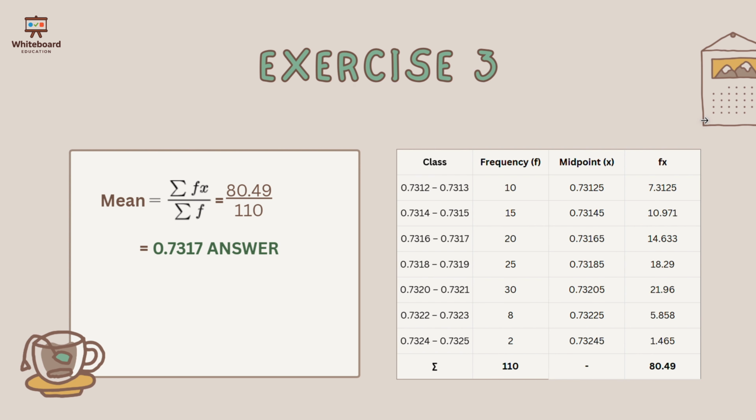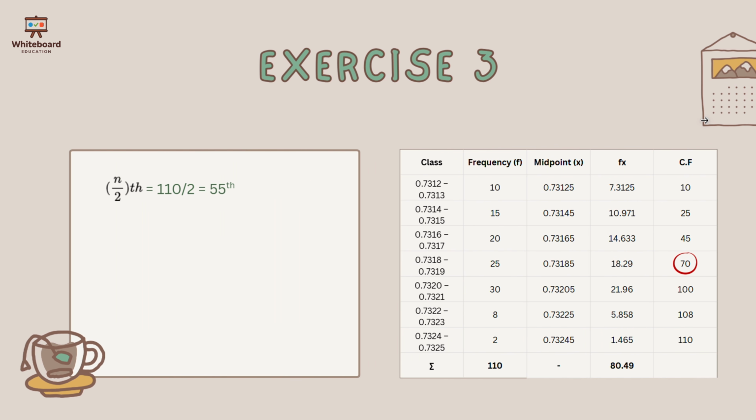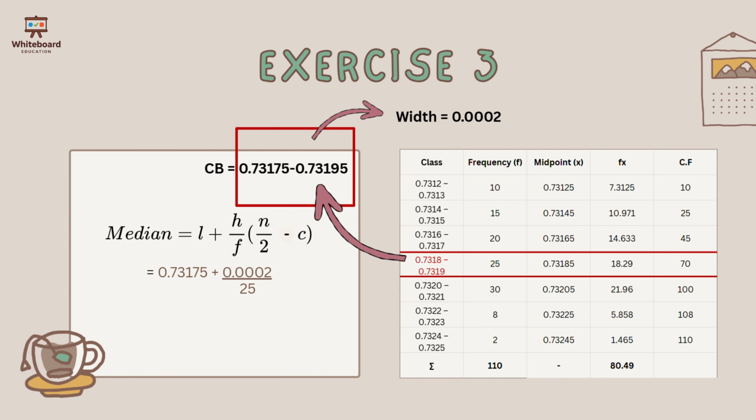Now, for median, we need the cumulative frequency. Here, we need to locate the median class. N over 2th is the 55th observation. Here, this is the cumulative frequency which will include the 55th observation. Now, we take the class boundary of the median class, that is 0.73175 to upper limit 0.73195. Here, L is the lower boundary 0.73175.